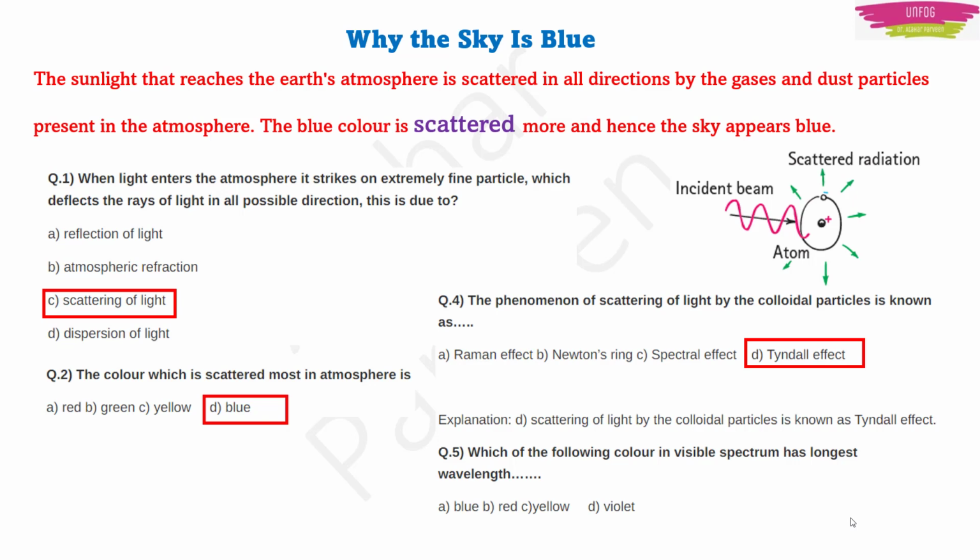Next question. Which of the following colors in the visible spectrum has the longest wavelength? Of course, it is red. Least is the violet. Highest is the red. If it was frequency, then we would have said violet, because frequency is inversely proportional to wavelength.